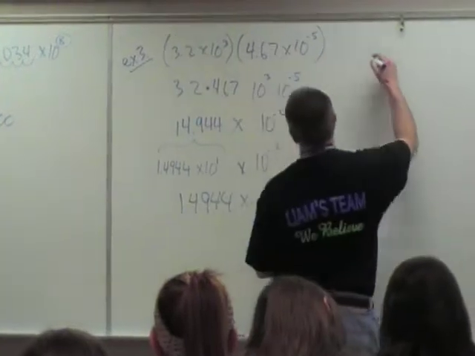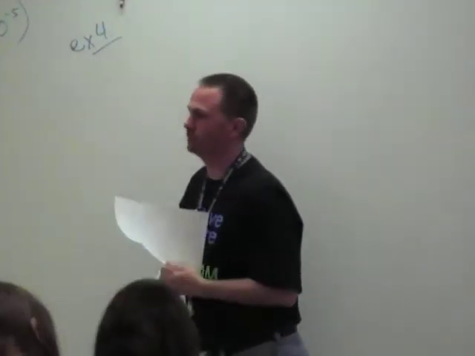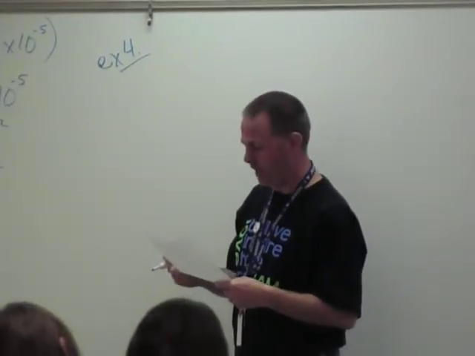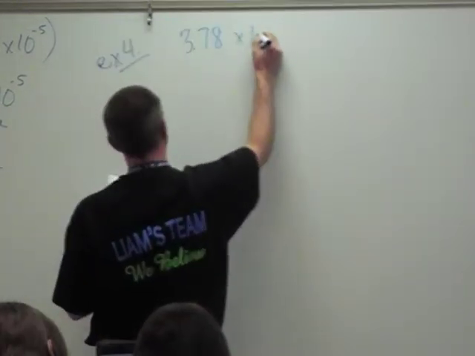All right, so let's make it harder. Example 4. 3.78 times 10 to the -8.